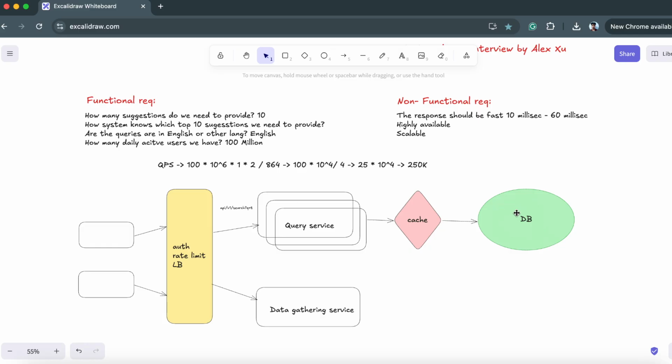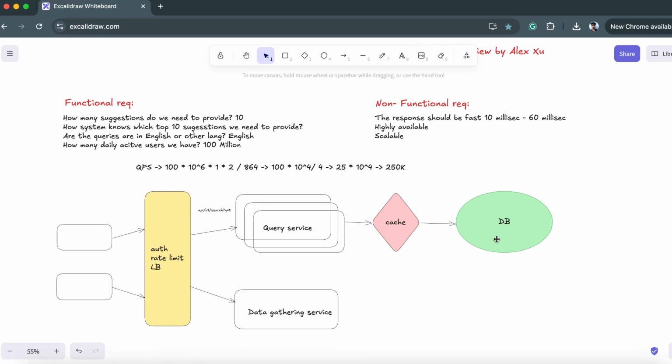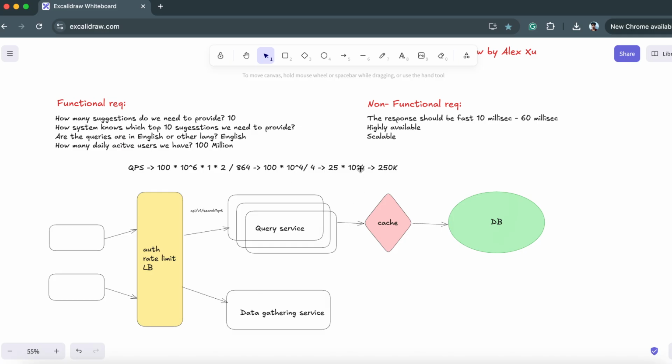Before talking about sharding and scalability, let's discuss which particular database we can use here, because that is the most important thing to solve this question. If we try to use a simple relational database and get the top 10 suggestions from it, it is not going to give us the optimal throughput that we are looking for.